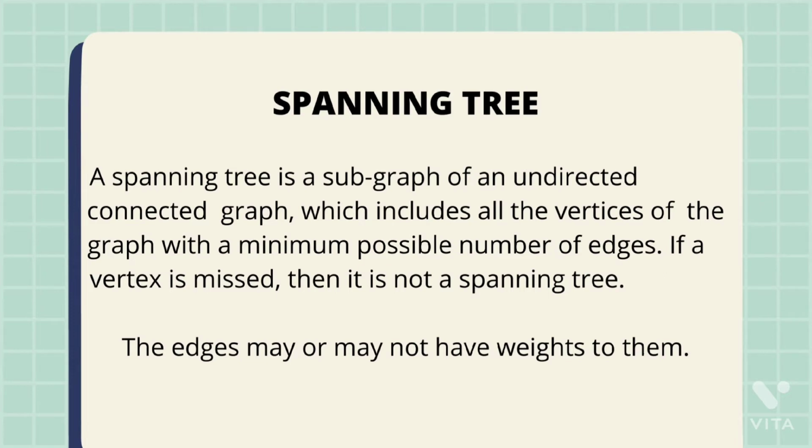Before going into Kruskal's algorithm, we should first understand what spanning trees and minimum spanning trees are. A spanning tree is a subgraph of an undirected connected graph which includes all the vertices of the graph with a minimum possible number of edges. If a vertex is missed, then it is not a spanning tree. The edges may or may not have weights. One important point to keep in mind is that we can take only those edges in the spanning tree which are already present in the graph.